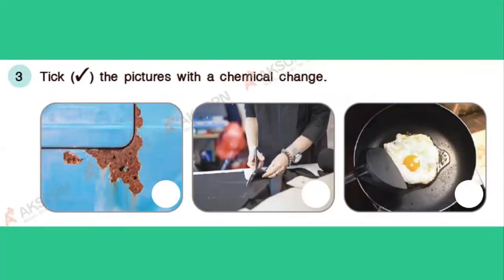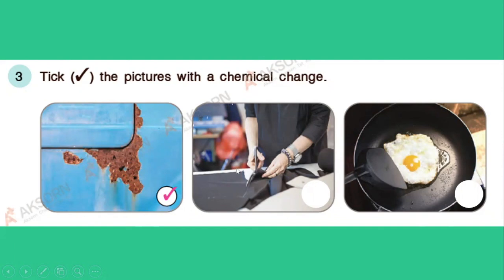All right, and at the end of our production part, I will ask you to do exercise 3. Tick the picture with the chemical changes. All right, what is first? First one, I think, is metal, right? It's metal, and we have some rust here. So rust appears on the metal. How do we know? Rust is a new substance, right? So it's a chemical change, and we tick it, because rust appears on the metal, all right?